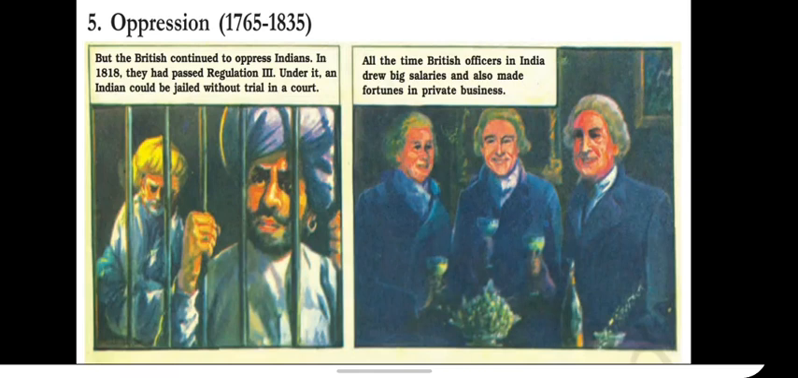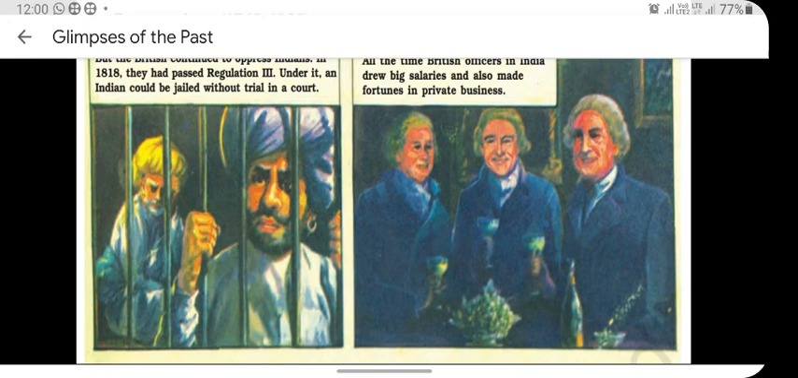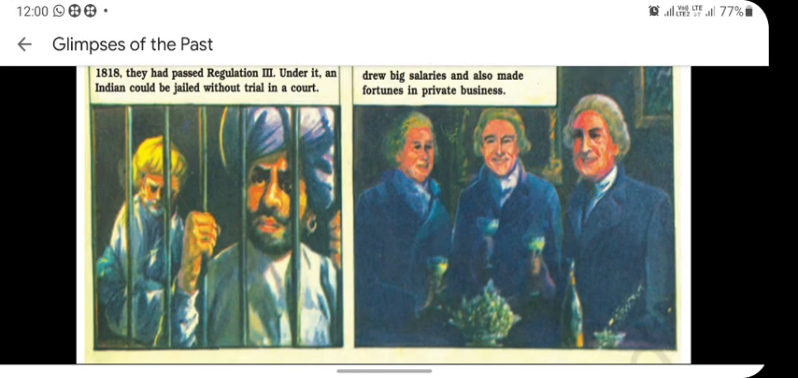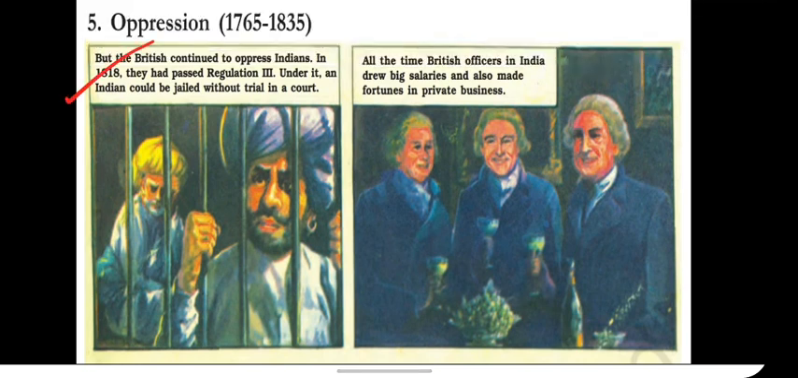But the British did not stop. The East India Company did not stop. So they started oppression. You are suppressing other people's ideas. You are not giving them any freedom to come up with their speech and writing. But the British continued to oppress Indians.